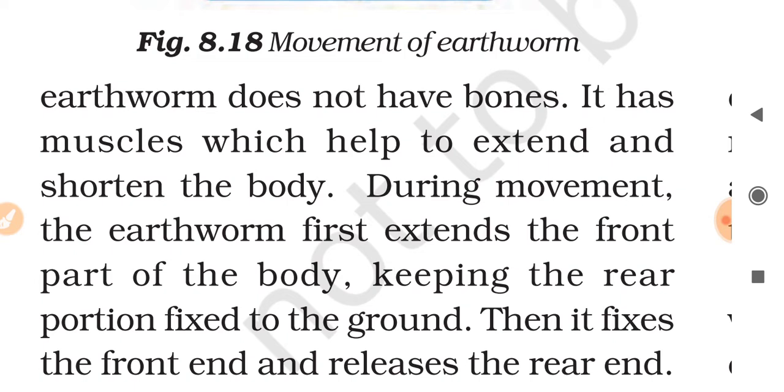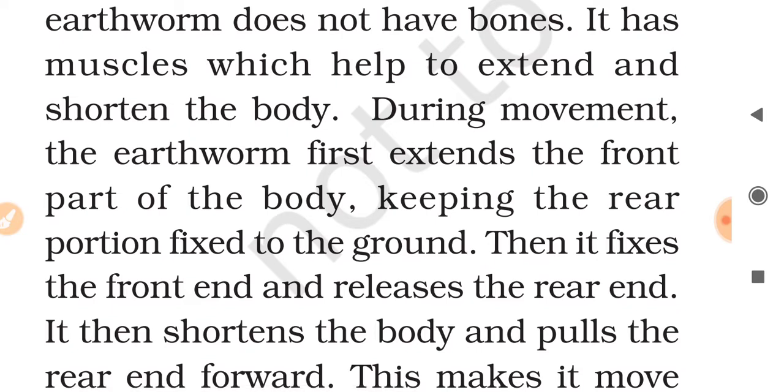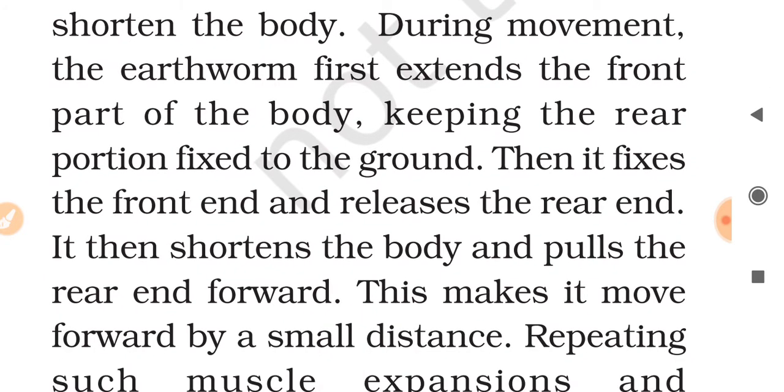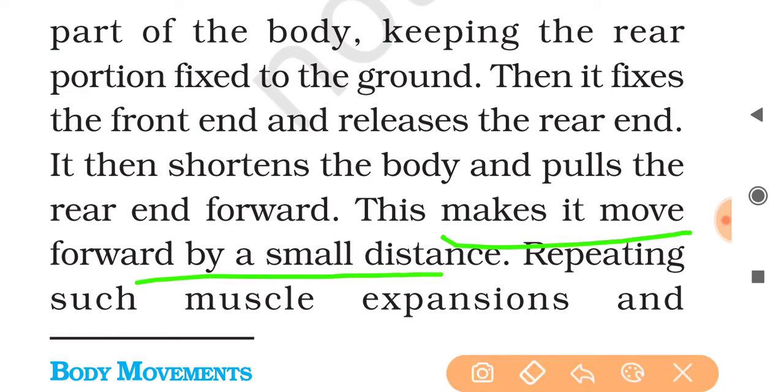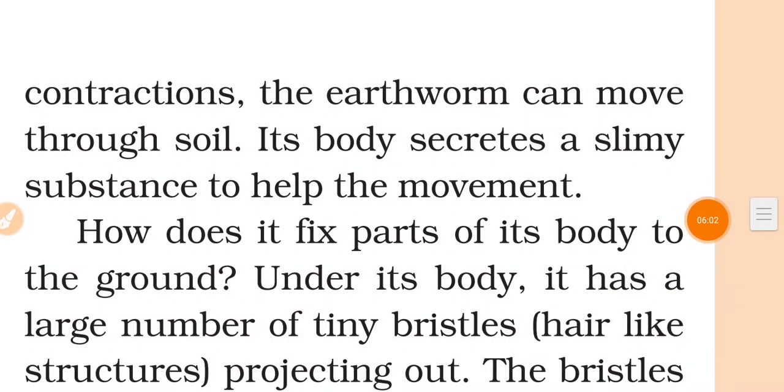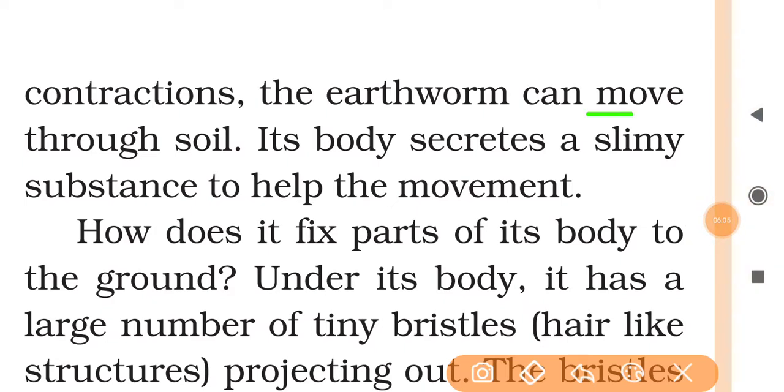During movement, the earthworm first extends the front part of the body, keeping the rear portion fixed to the ground. If you go to a field, you can observe this movement of the earthworm and easily understand. Then it fixes the front end and releases the rear end. It then shortens the body and pulls the rear end forward. This makes it move forward by a small distance. Repeating such muscle expansions and contractions, the earthworm can move through soil. Its body secretes a slimy substance to help the movement.